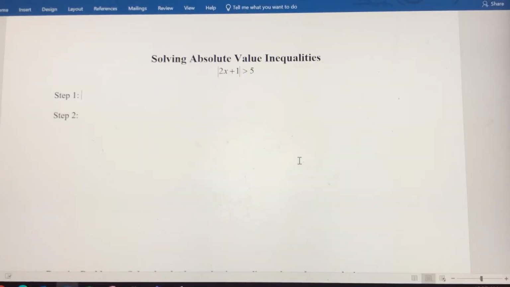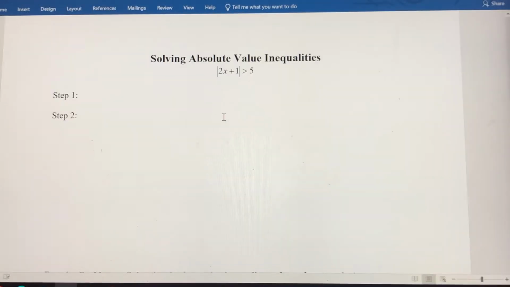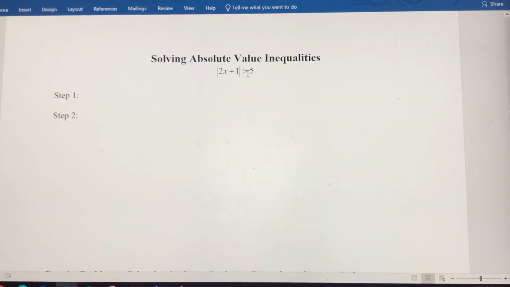All right, guys, in this video, we're going to solve absolute value inequalities, okay? The process is not totally unlike solving absolute value equations, okay? But it is going to be a little different because the inequality symbol is going to affect our process a little bit, okay? So here we've got a pretty simple absolute value inequality.